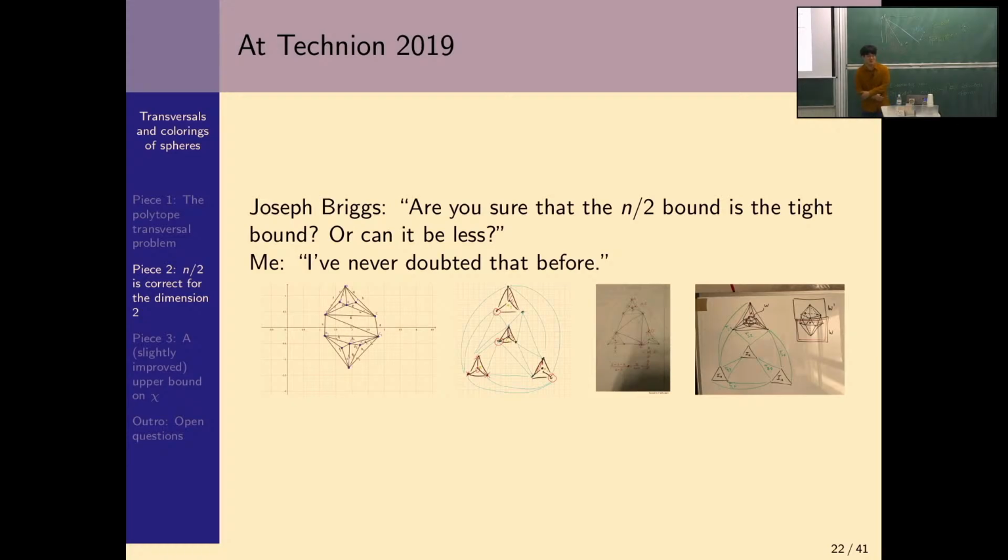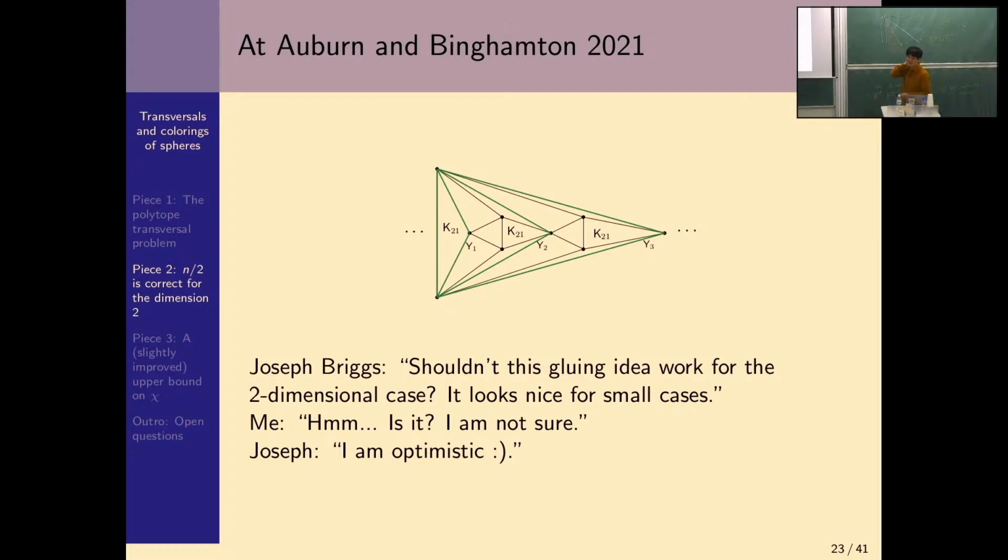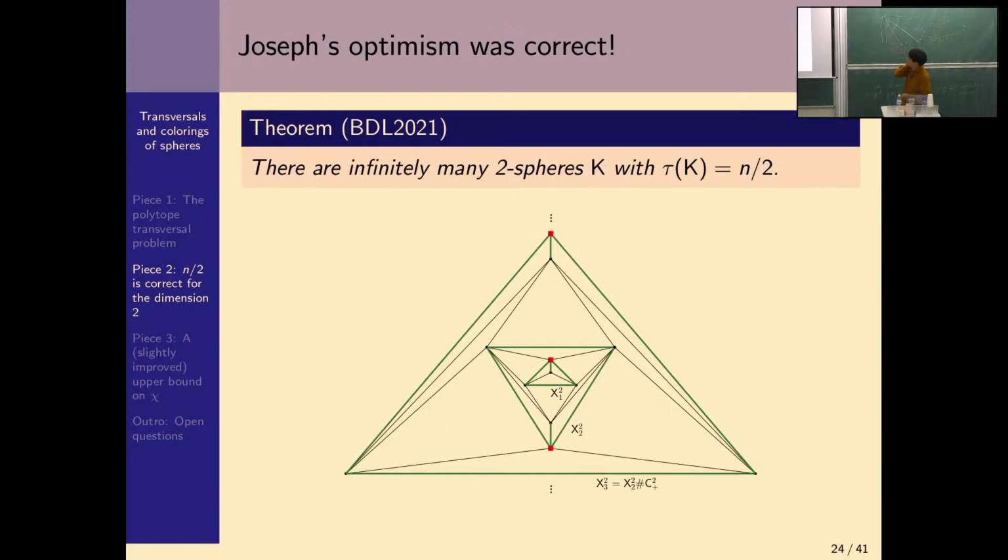But the problem is that to have an infinite construction, we need an inductive way of construction, and we could not really find such a thing. But after Joseph saw this picture, he thought that maybe this picture can be used somehow. I doubted it because I failed before, but he said that I'm an optimistic person. And his optimism was correct. The construction is something like this.